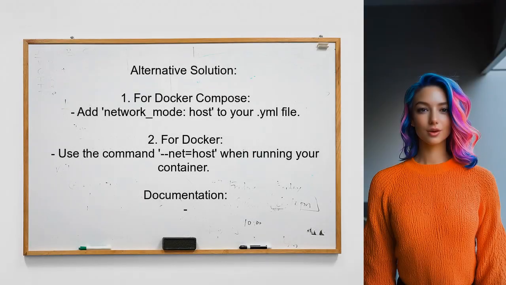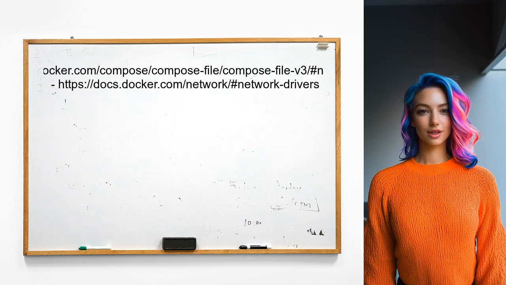An alternative solution provided by another user suggests modifying your Docker setup to allow SSH access to localhost. For Docker Compose, you can add network_mode: host to your YAML file. If you're using Docker directly, you can achieve the same effect by running your container with the command --net=host. This removes network isolation between the container and the host, allowing you to use the host's networking directly.